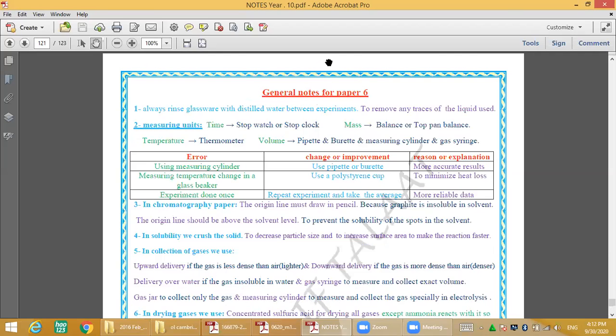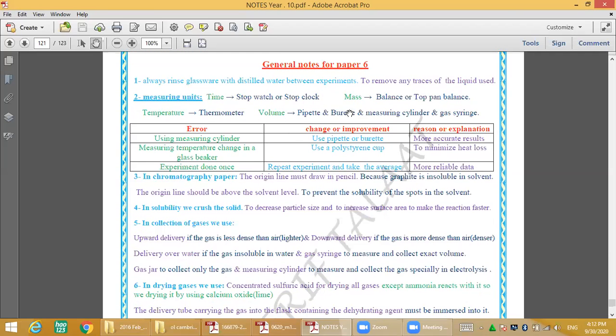For the notes of paper 6, why are we washing the glass, the burette or glass water between experiments? You will find that it is to remove any trace of the liquid. For measuring units, we have time measured by the stopwatch, mass by the balance, temperature by the thermometer, and for volume, pipette, burette, measuring cylinder, and gas syringe. In case of electrolysis, we are using measuring cylinder or test tubes. We can't use gas syringe.